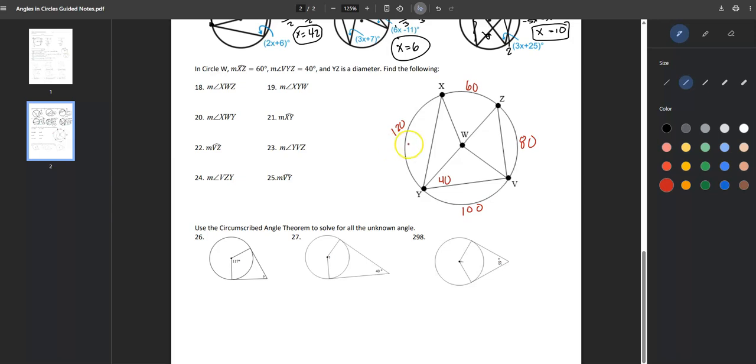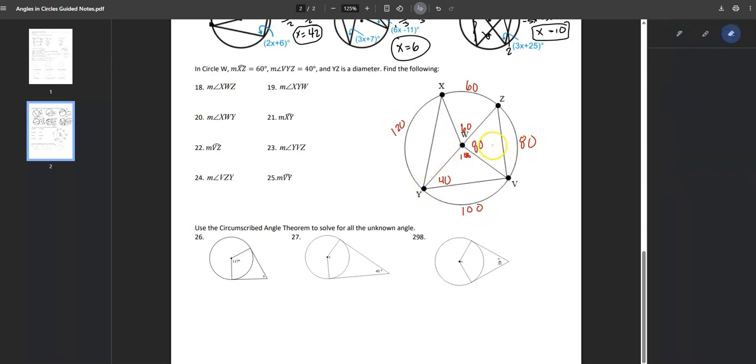Now I need to finish angles on the inside, so I'm going to look at just central angles. So this central angle would be right here at XWZ, so that should be equal because central angles are equal. Again, ZWV should be the same as its arc, so 80 there. VWY should be the same as its arc, so 100 there. Let me write that a little bit better. And YWX should be the same as its arc, so 120 there.